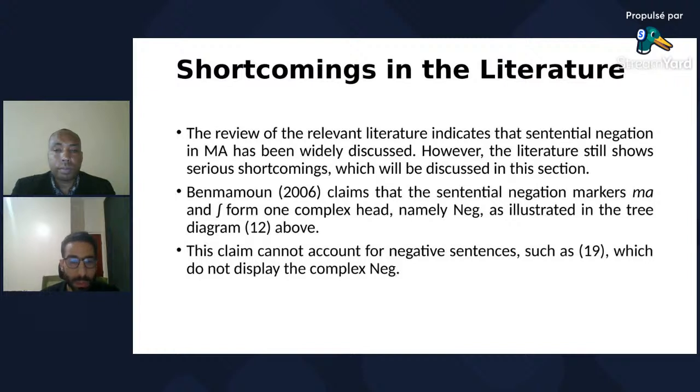Shortcomings in the literature. The review of the relevant literature indicates that sentential negation in Moroccan Arabic has widely been discussed. However, the literature still shows serious shortcomings, which will be discussed in this section. So, Bennamu claims that the sentential negation markers ma and sh form one complex head, namely neg, as illustrated in the tree diagram above. This claim cannot account for negative sentences such as 19, which don't display this complex neg.